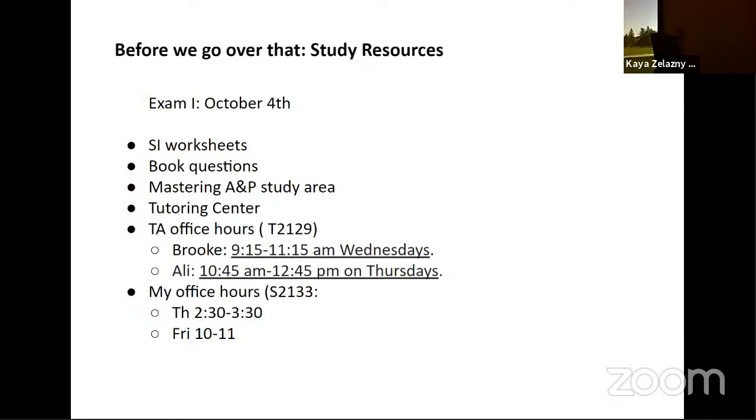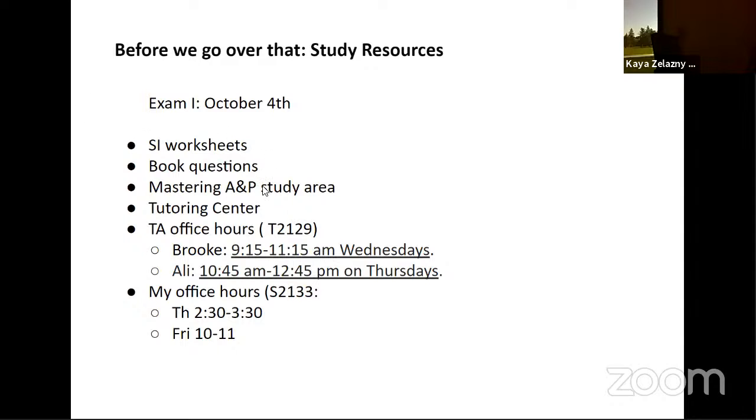Okay, so you should all have access to the SI worksheets. Does everybody know where those are? Okay, you can either get them in SI physically or they're posted on that module on Brightspace, and the answer keys are posted as well. Obviously try to do them first before looking at the answer key. Your book has questions at the back of each chapter.